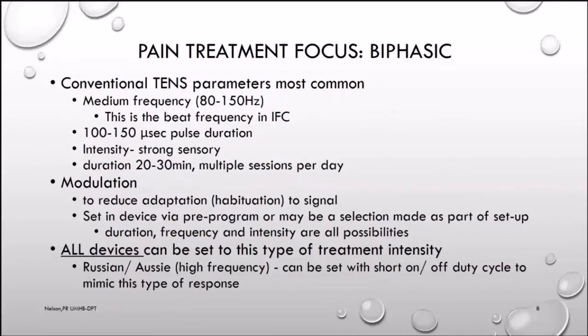So what about a biphasic treatment, conventional TENS setup? So this is describing what you might do if you had a portable TENS unit or if you use the biphasic setting on a plug-in-the-wall unit. You're going to set it to medium frequency, so 80 to 150 hertz. It's also the beat frequency if you're doing interferential current. So they're both pain control.